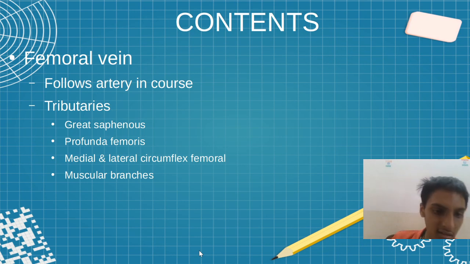The femoral vein follows the artery itself, but the tributaries are important here. Just remember only a few from this list: great saphenous, profunda femoris, medial and lateral circumflex femoral and the muscular branches. These are the tributaries.